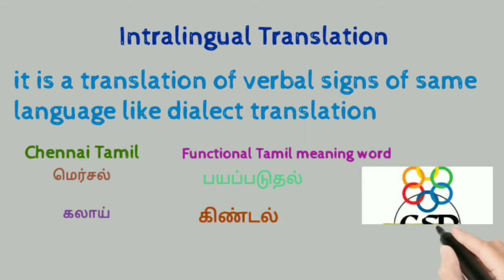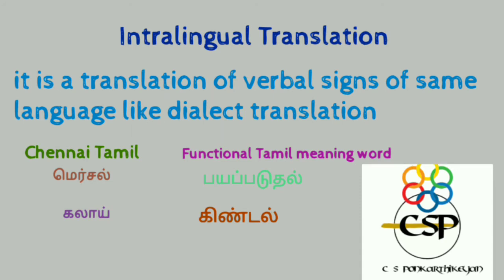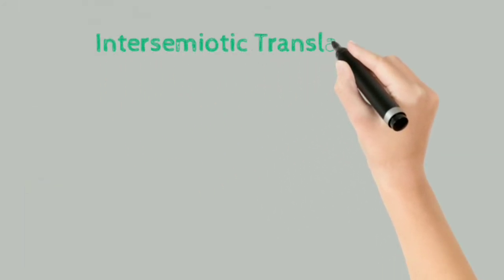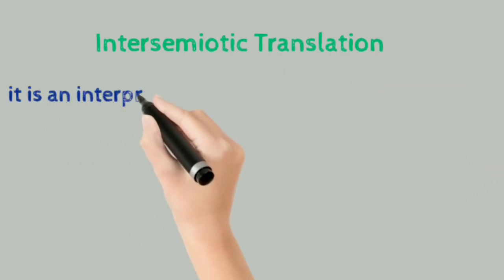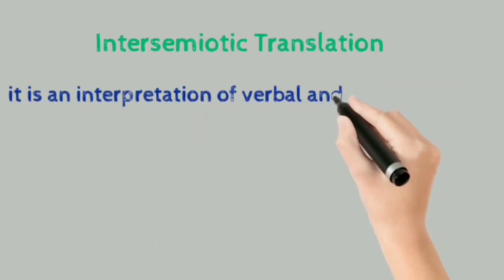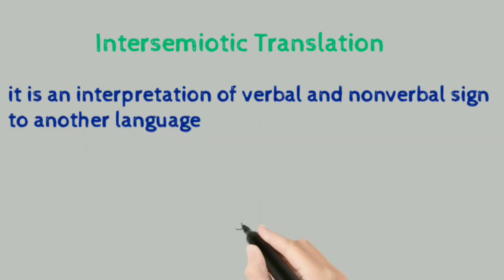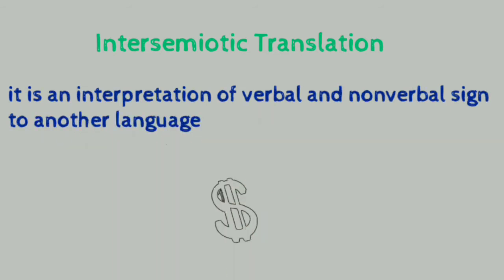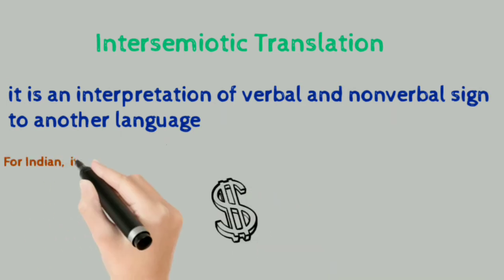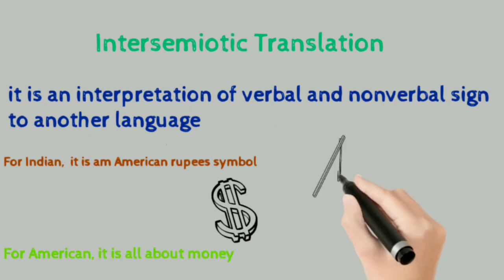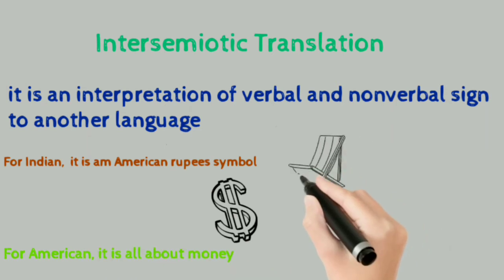It means irony, comment, right? So what is intersemiotic translation? It is also an interpretation of verbal signs and non-verbal signs, particularly of another language's signs through some signs. For example, see the dollar symbol of America. For an Indian it is an American rupee symbol, that's it. But for an American it is all about money. This symbol means all about money.